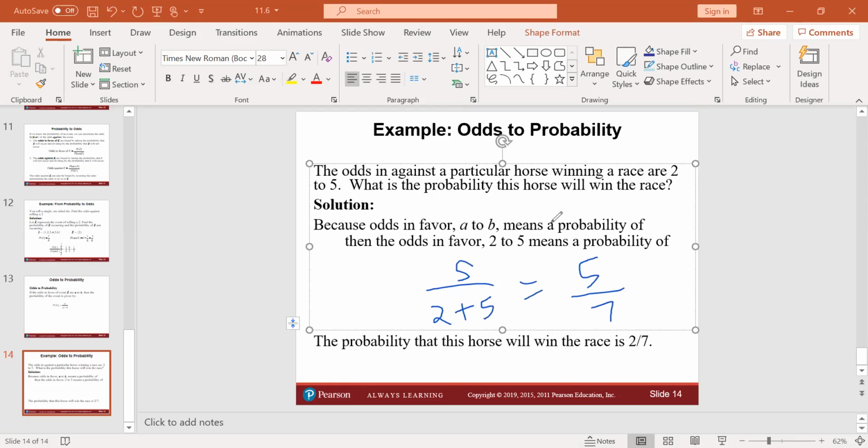You have to be very careful with it. Just think about it logically. 3 to 1 odds does not mean there's a 3/1 chance of winning, because 3/1 isn't even a valid probability. That's 3 or 300%. So you have to know really what odds means.